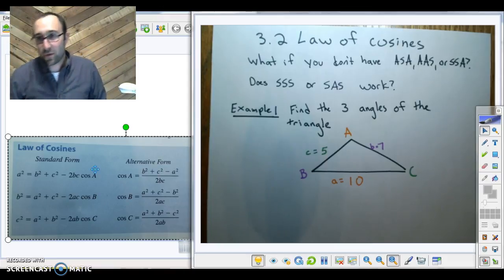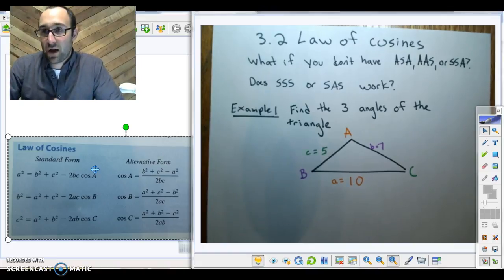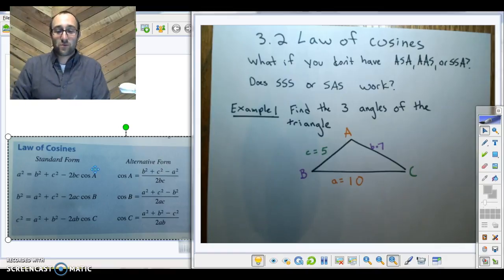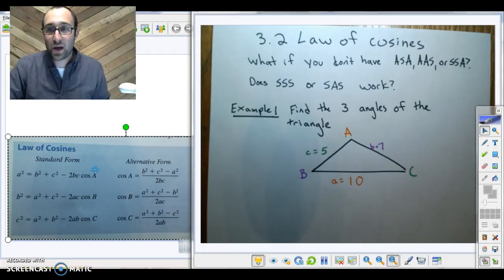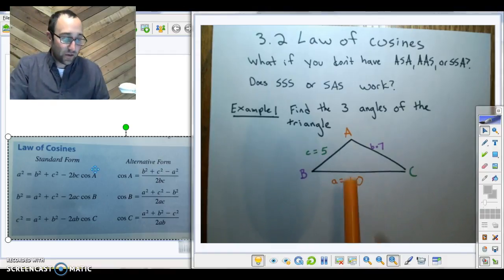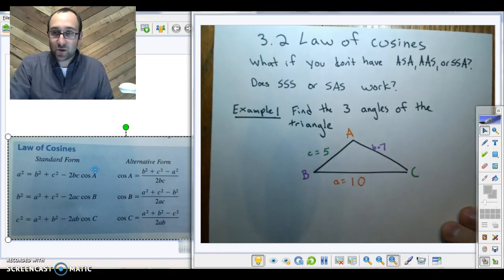So let's do this example. We've got: find the three angles of the triangle. The length of A is 8, the length of B is 7, and the length of C is 5. What we're going to do is find the measure of the obtuse angle first, or the largest angle first. Our largest angle is opposite the longest side, so we're going to find the measure of angle A.